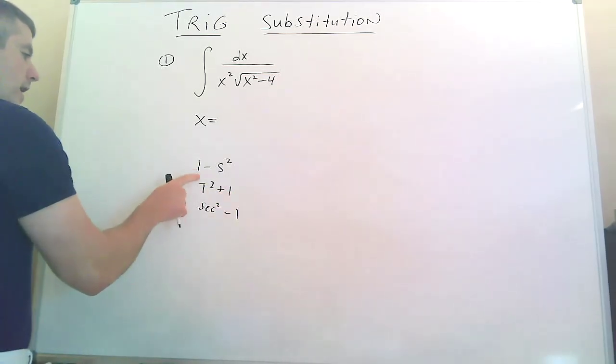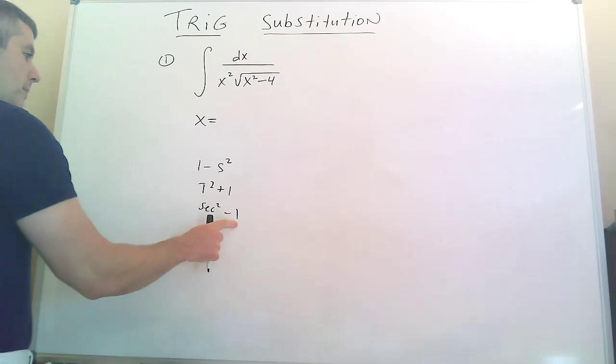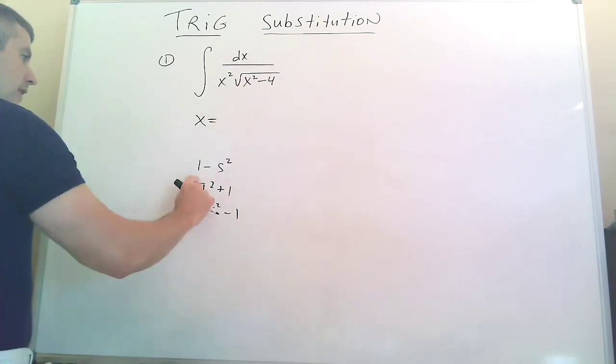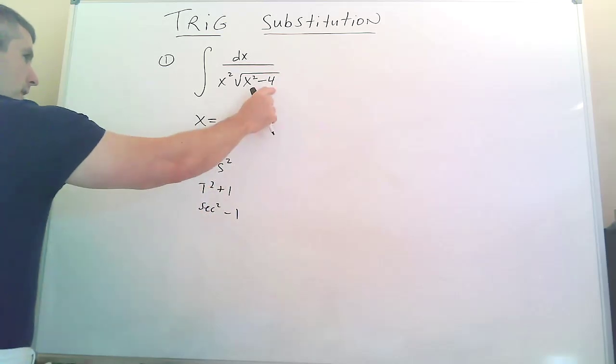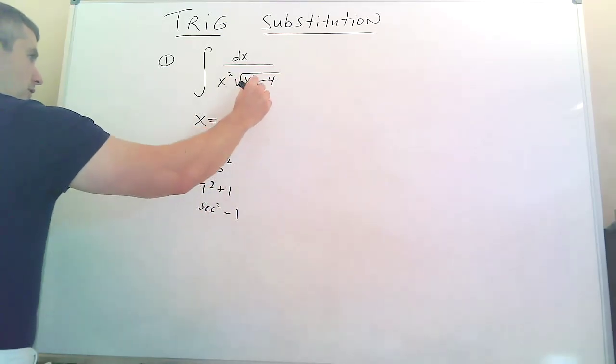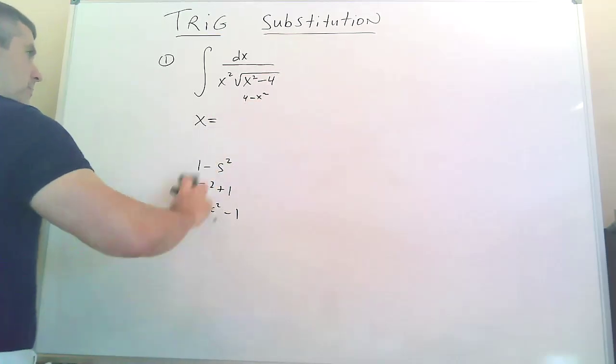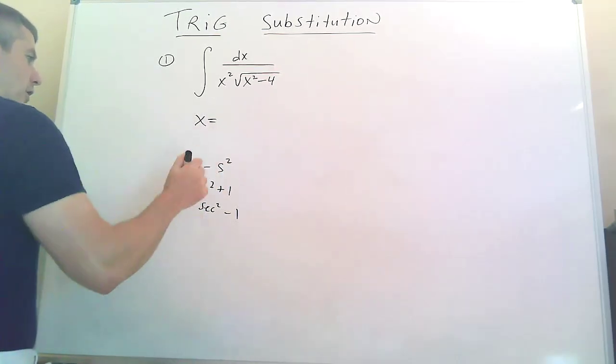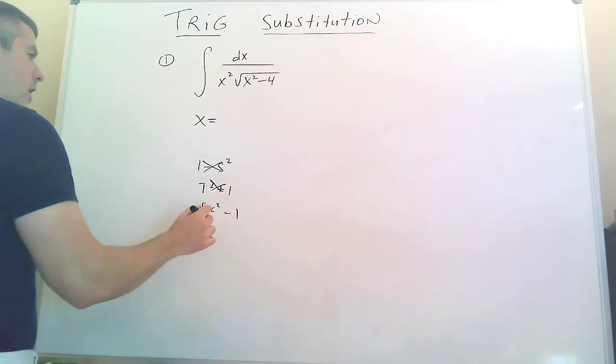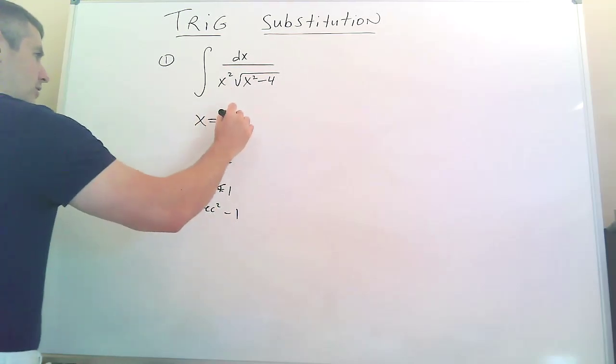1 minus sine squared, tan squared plus 1, or secant squared minus 1. This one does not look like the first one. It kind of does, but it's reversed, right? The x squared would be there. If this had been 4 minus x squared, you would pick x to be sine. But in this case, it's not that one, and it's not that one. So in this case, I'm going to pick x to be secant theta.